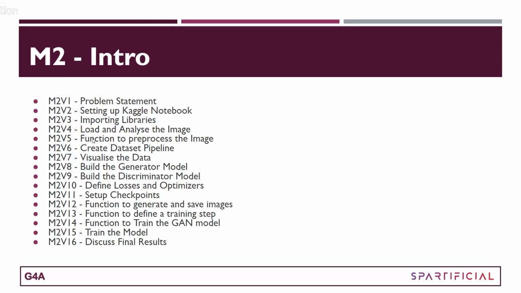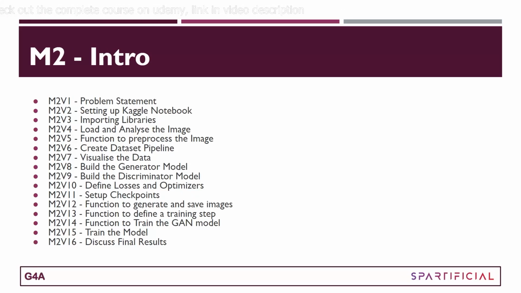Then we are going to prepare the function that is going to help us pre-process the images that are present in our data set and eventually use it to create our dataset pipeline. Then we are going to visualize the data after passing through the dataset pipeline, then build our generator model and the discriminator model, define the losses and the optimizers, and then we're also going to set up the checkpoints.